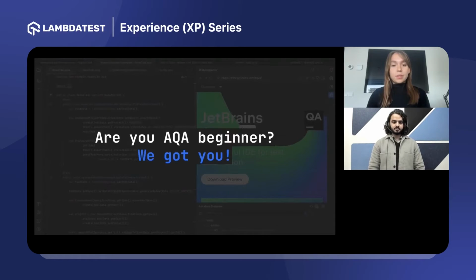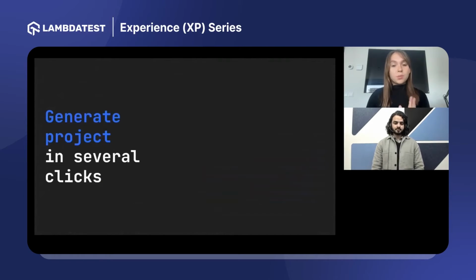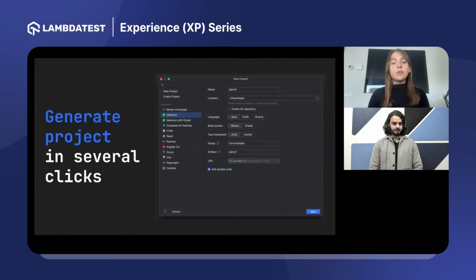What else? Yeah, if you are a QA automation beginner, of course, we got you. And we have a very cool wizard, which helps us to generate a project in several clicks. And you can see we have the list of all possible, the most famous UI frameworks, for example, Selenium, Selenide, Cypress, Playwright. So in several clicks, you can add your new project from scratch here without any preparation.